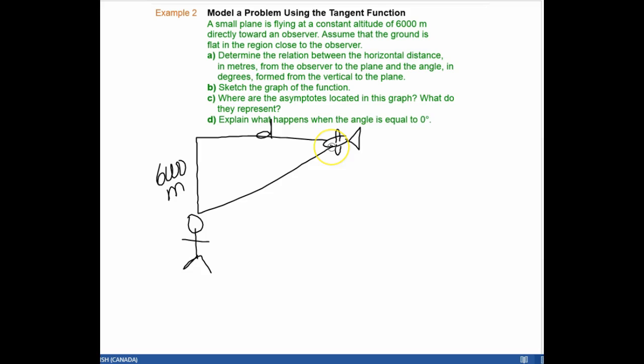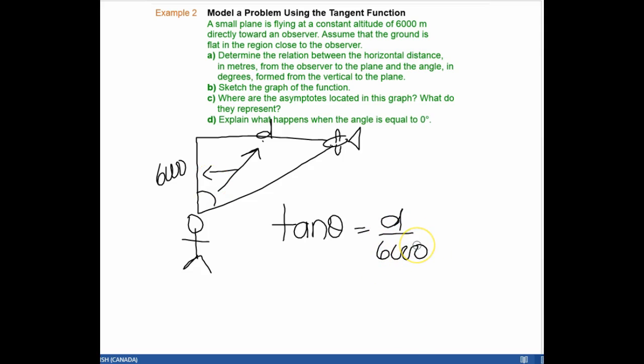So this forms kind of a right triangle. Okay, so if we want to determine the relationship between the horizontal distance and the plane, then remember, we're going to be using tan, whatever the angle would be, and opposite and adjacent. That's what tan is. So if we're at the person here, opposite is D, and adjacent is 6,000. So we can't solve this because we don't know the angle or anything. They just want us to write the relation. And then it says sketch the graph of the function.